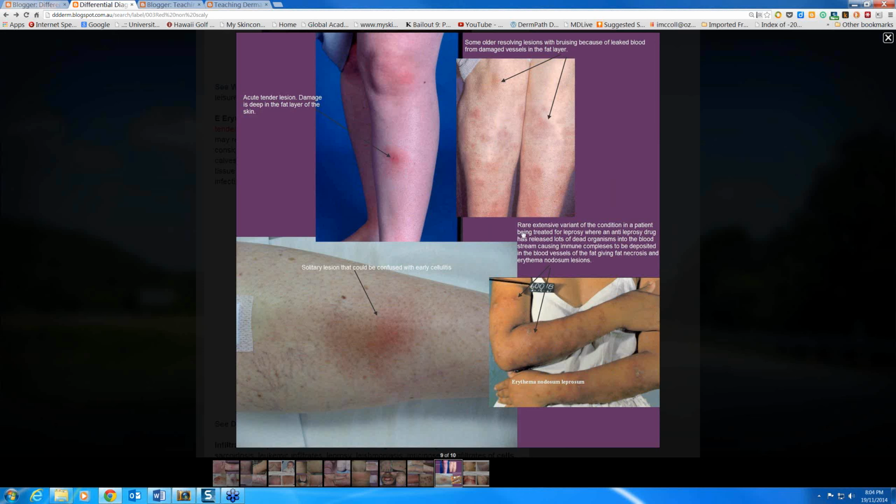But as I say, in Australia, it's women coming off the pill, post-streptococcal throat infections, or they may have underlying sarcoidosis. And you've got to do lung x-rays and check them for any evidence of that condition.